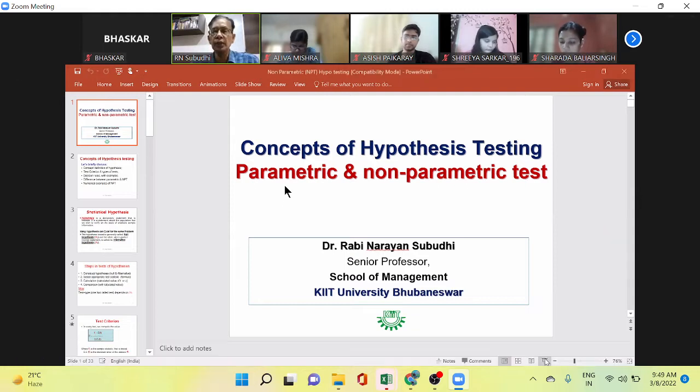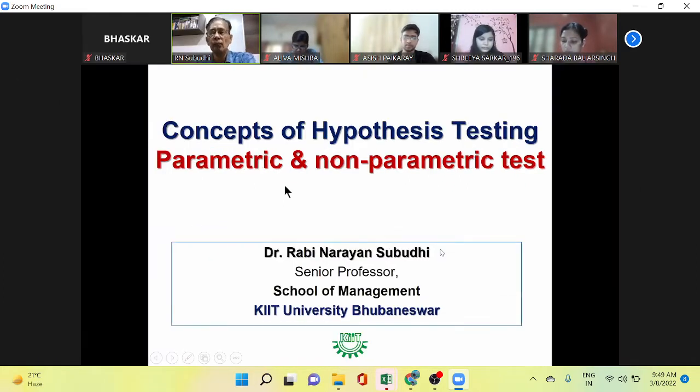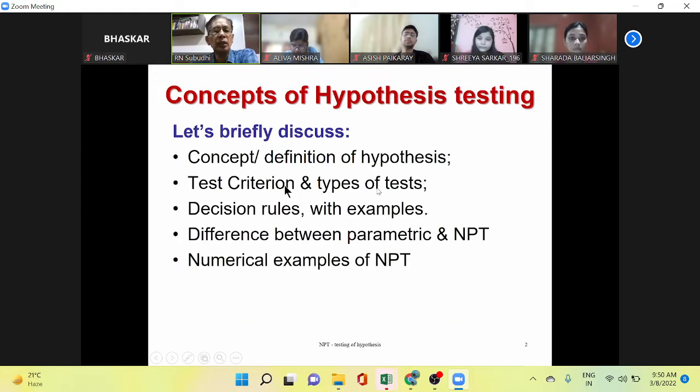Before we introduce NPT, I would like to have a quick recap of the concept of testing of hypothesis, which you had started in the last class. We'll run through it very fast, but you can stop me anywhere. As you can see, today we'll quickly review the concept of testing of hypothesis and the decision rule, and the difference between parametric and NPT, which we have already covered, and we'll solve some numerical examples of NPT. Shreya, what is NPT? Non-parametric test.